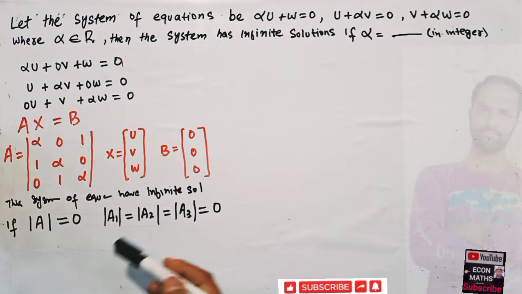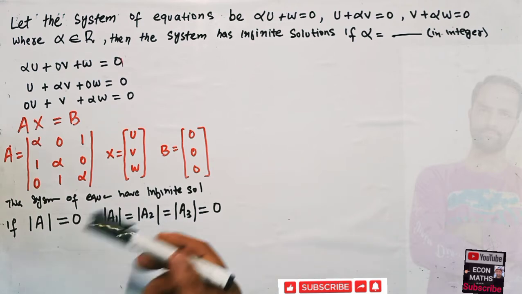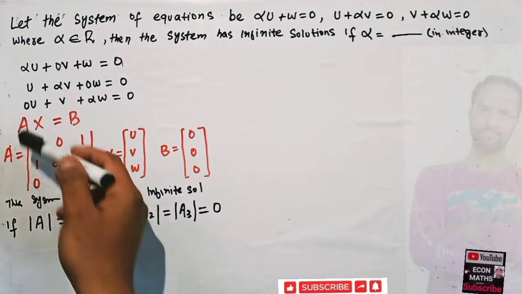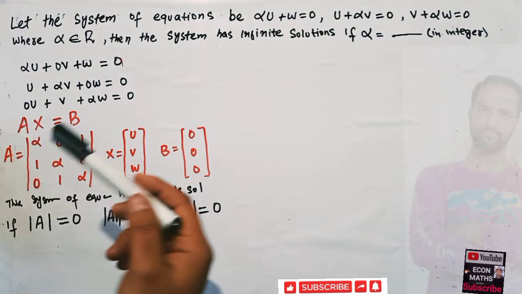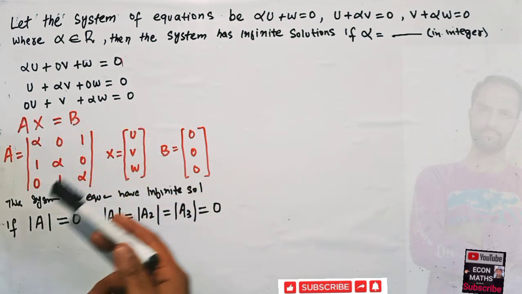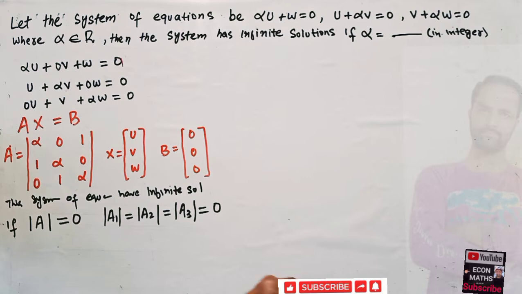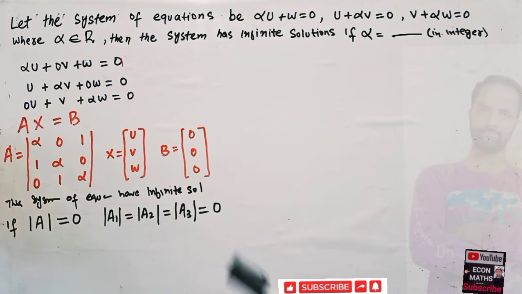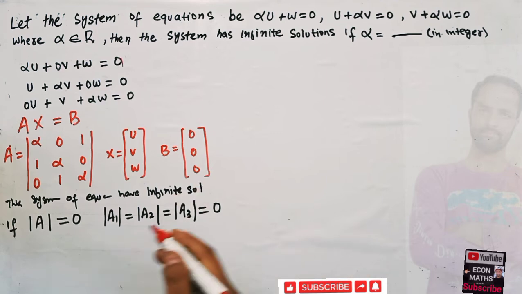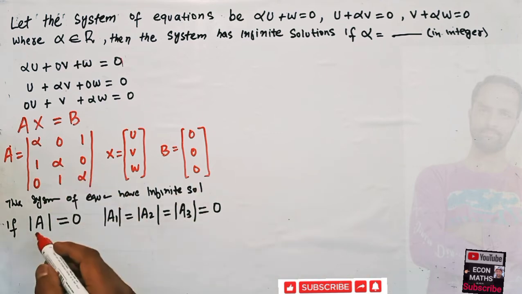Now, what are these A1, A2 and A3? These are the matrices which are formed by replacing a column of this coefficient matrix with the vector of constant terms. So we don't need to find them here, but this is the condition for infinite solutions. If I have time, I will show you how we get A1, A2 and A3. First, let us see: if the determinant is equal to 0, then we will have infinite solutions.